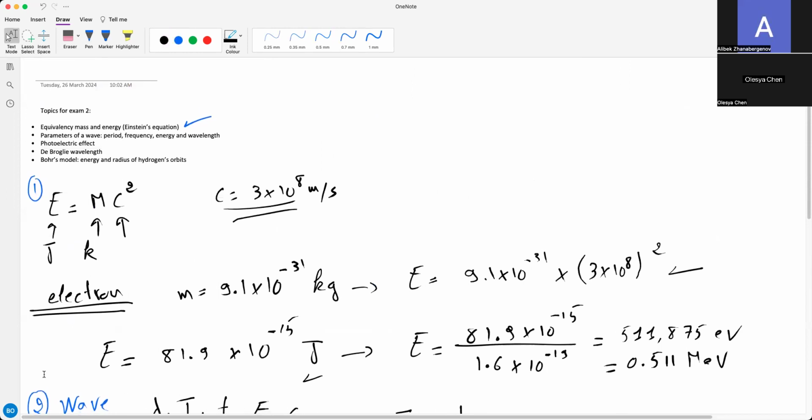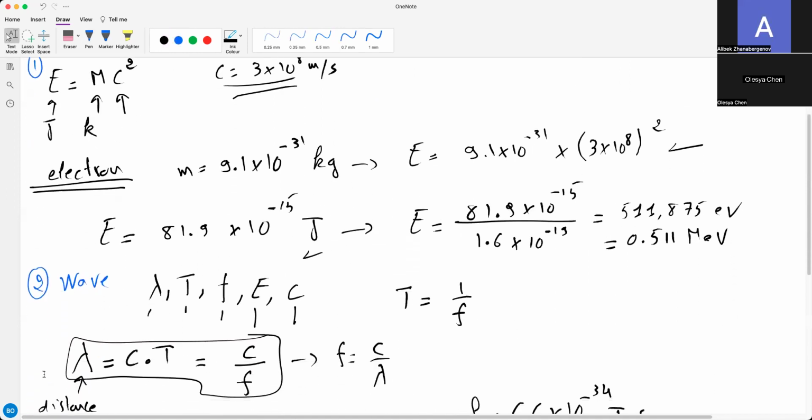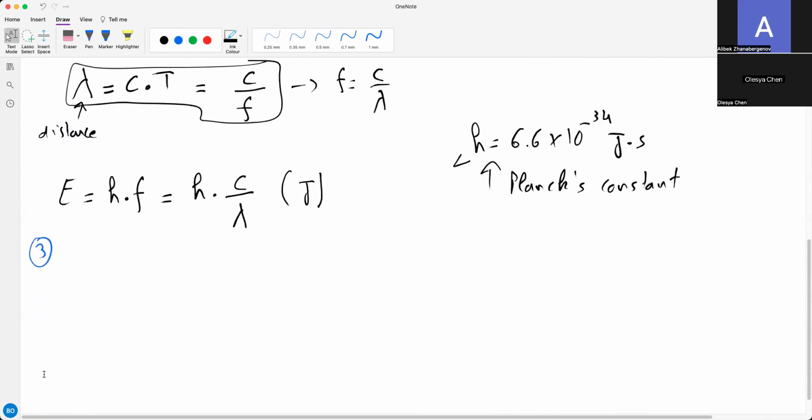And then let's go to the third topic, which is the photoelectric effect. Who can remind me what the photoelectric effect is? Practically, what is the photoelectric effect?